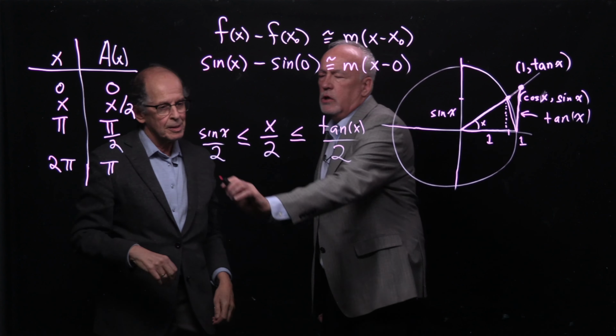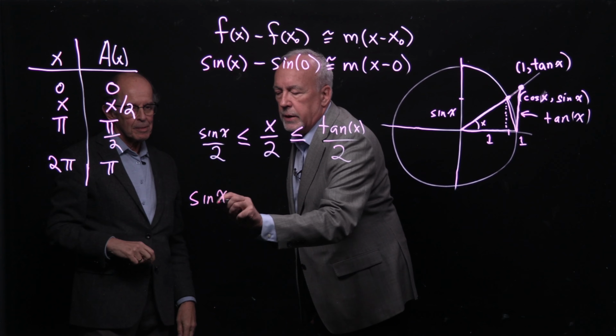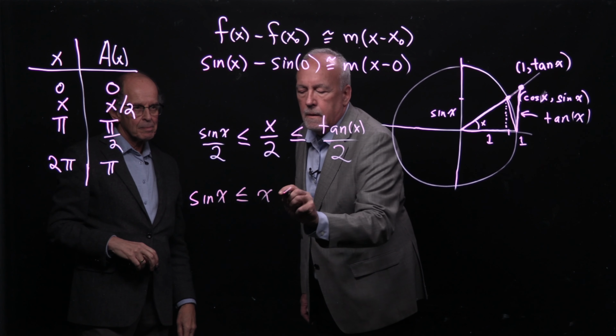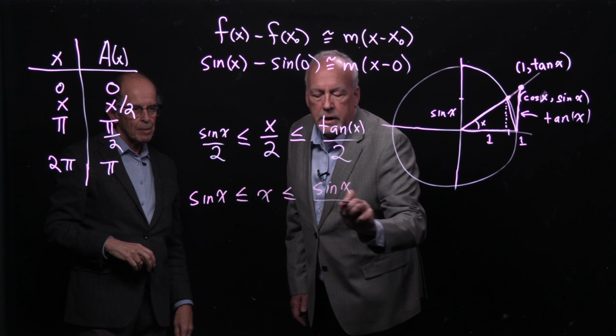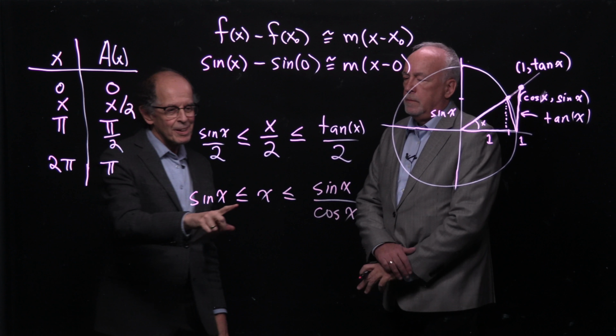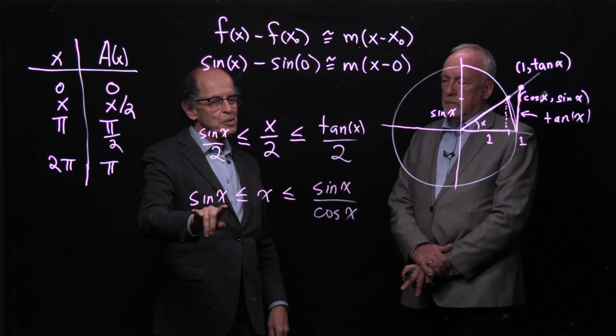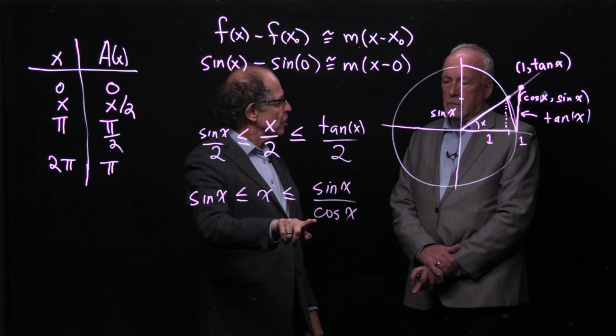So let's rewrite this. And you know what? I'm going to get rid of the 2 while I'm at it, because the 2 is not giving us any useful information. And this tangent is sine x divided by cosine of x. So we got our sandwich here. The angle x is between sine x and sine x divided by cosine x.